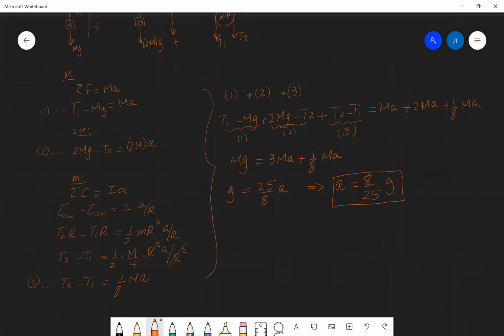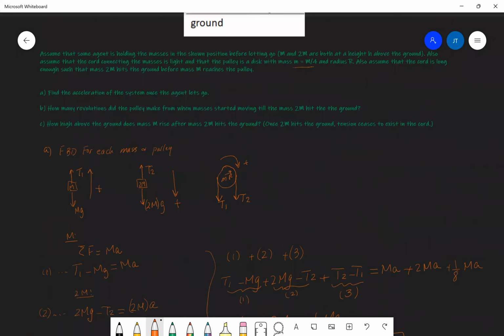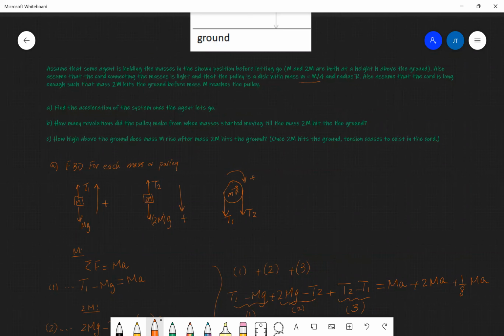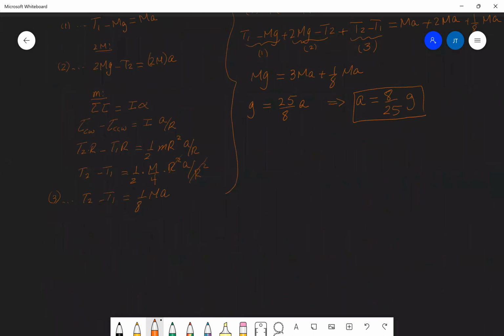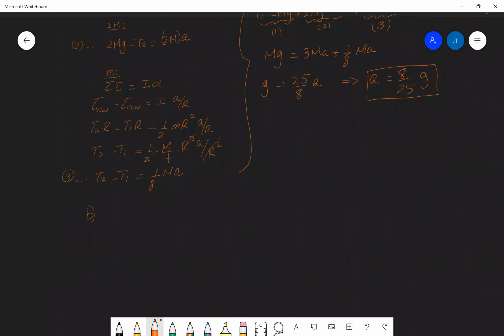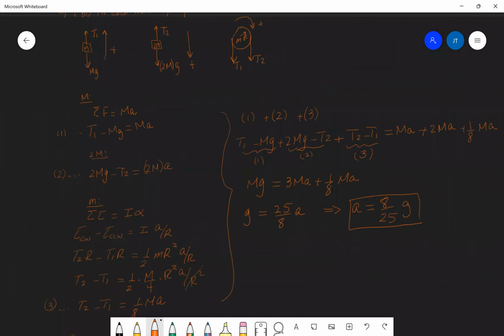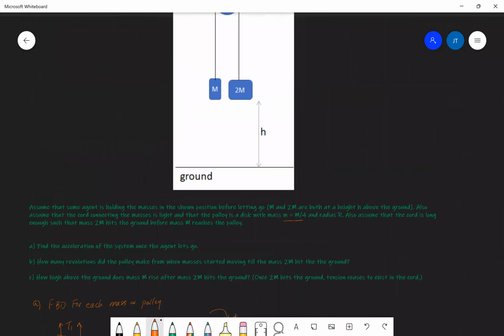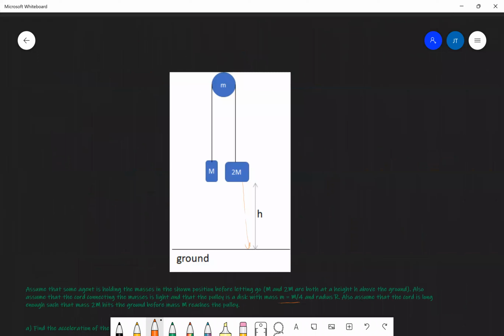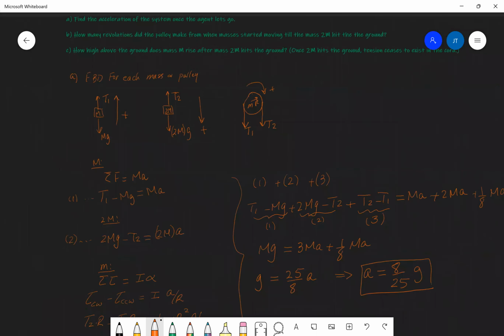Part B says, how many revolutions did the pulley make when the mass started moving till 2m hits the ground? Well, there are two ways of doing this. We can compute the time it takes to hit the ground and all of that, but we could do an easy way because we know this mass fell down a distance h. That means which caused this one to rotate a certain angle. So that's a very easy one.